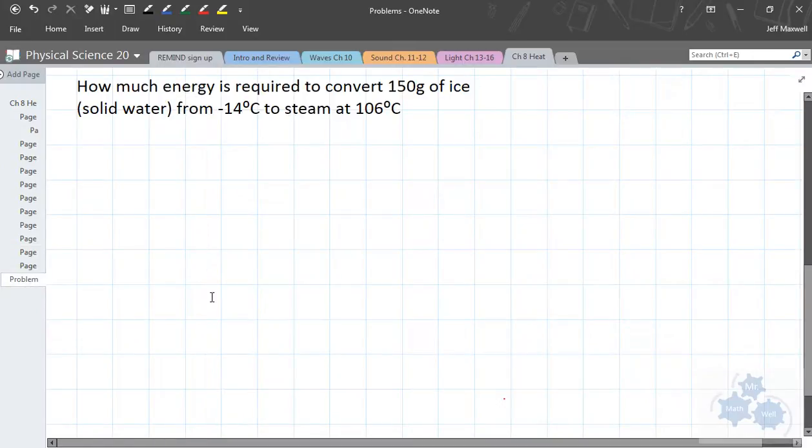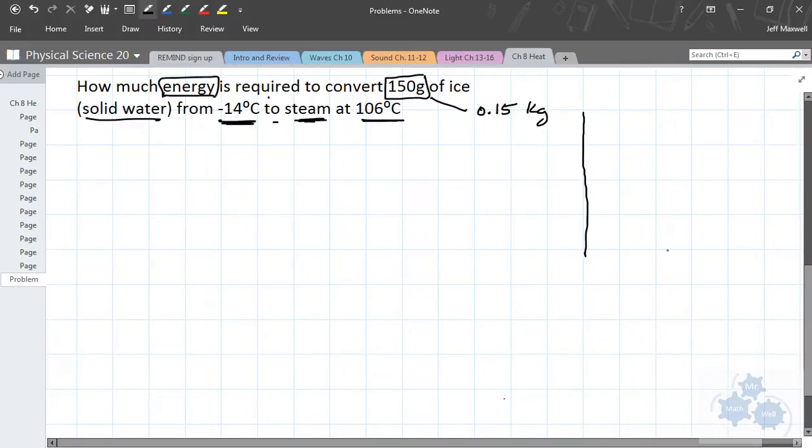So for this question, it says how much energy is required to convert 150 grams of ice, which we know is 0.15 kilograms, right, of solid water, ice, from -14 all the way through to steam or gas phase at 106. So this is a classic example of the type of question that you're going to need to know how to do. So let's draw a little graph over here.